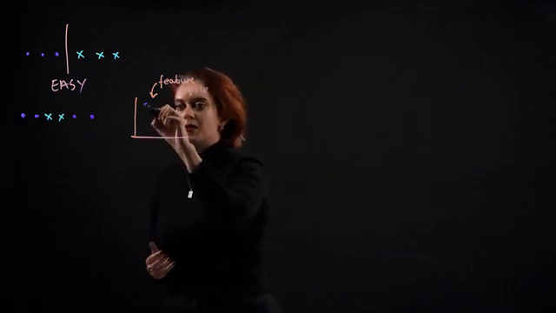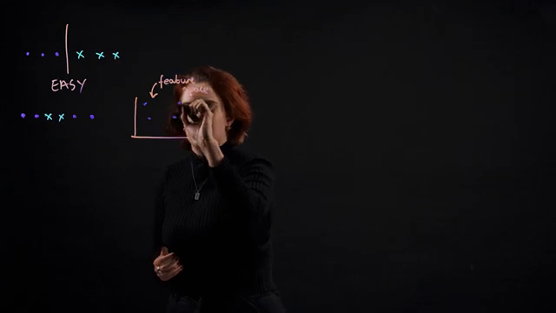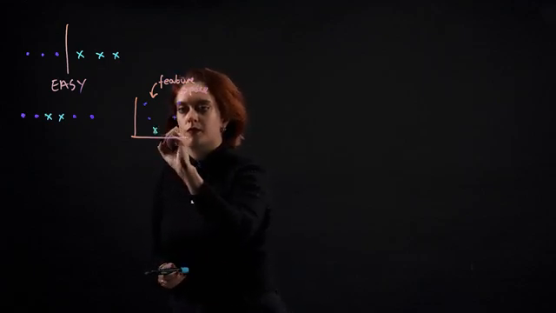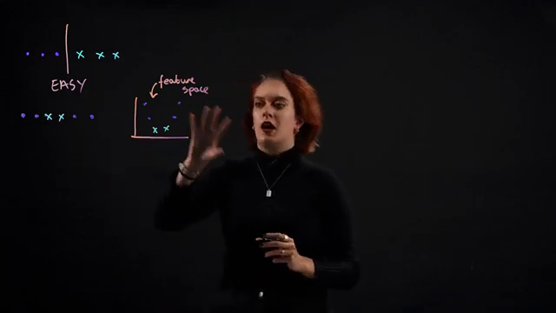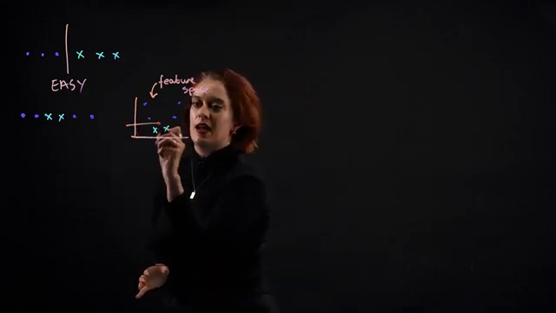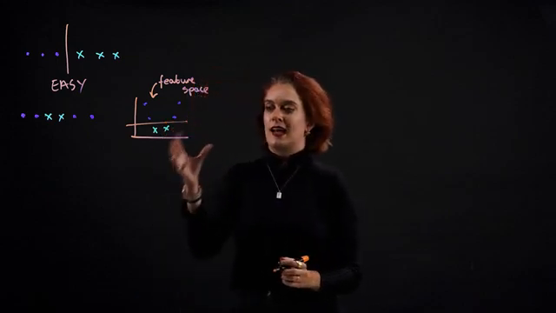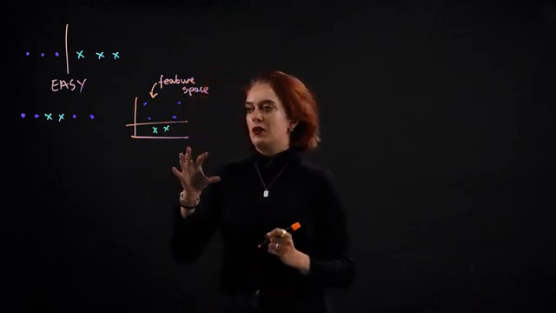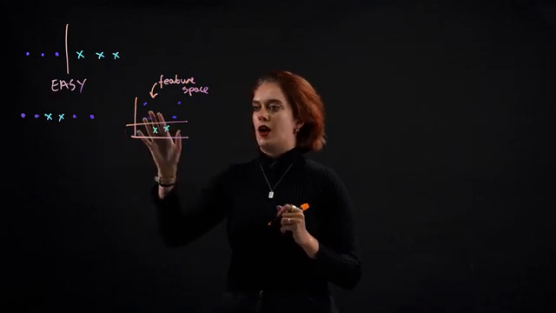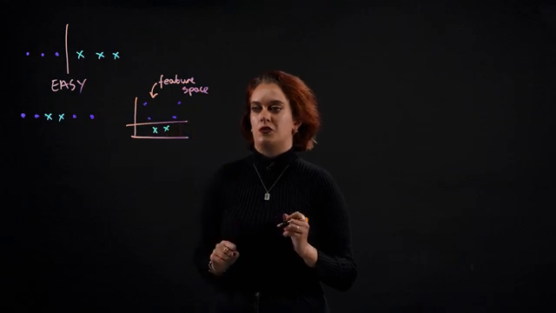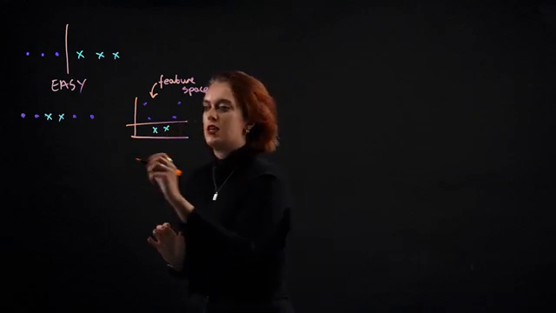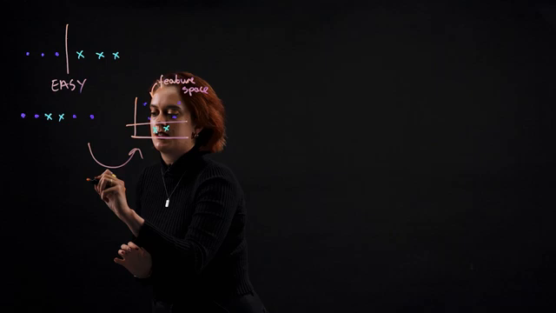Then, if we've mapped the data, for example, like this, we can now see, because we've mapped this data into a higher dimensional space, there is now a much easier way to classify this. So how do we do this step of mapping our data into a higher dimensional feature space? To do this, we can use kernel functions.